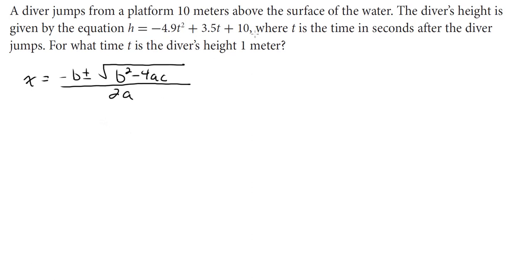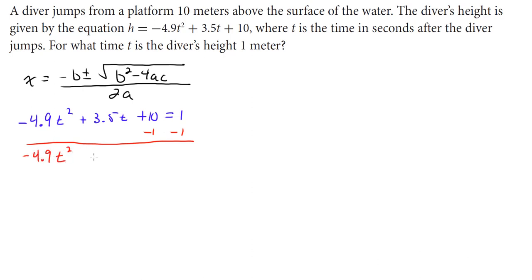So we need to take this equation here and rewrite it, except we want to make h equal to 1, and I'm going to put it on the other side. So that is going to look like this: negative 4.9 t squared plus 3.5 t plus 10 equals 1. And remember, we want our equations to be set equal to 0. So I need to subtract 1 from both sides. And this gives me negative 4.9 t squared plus 3.5 t plus 9 equals 0.